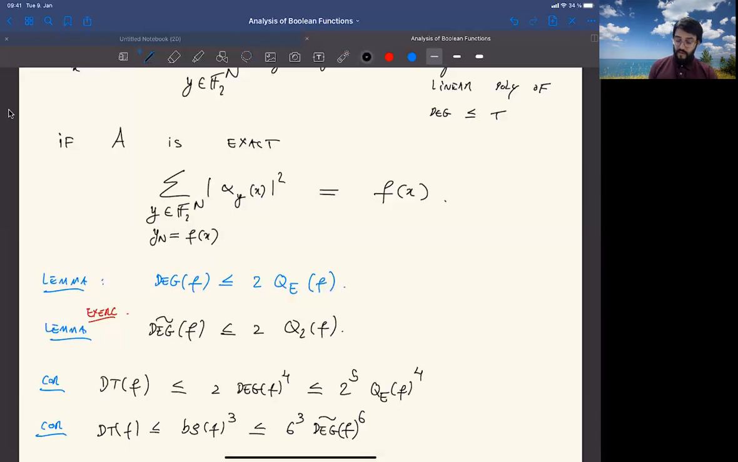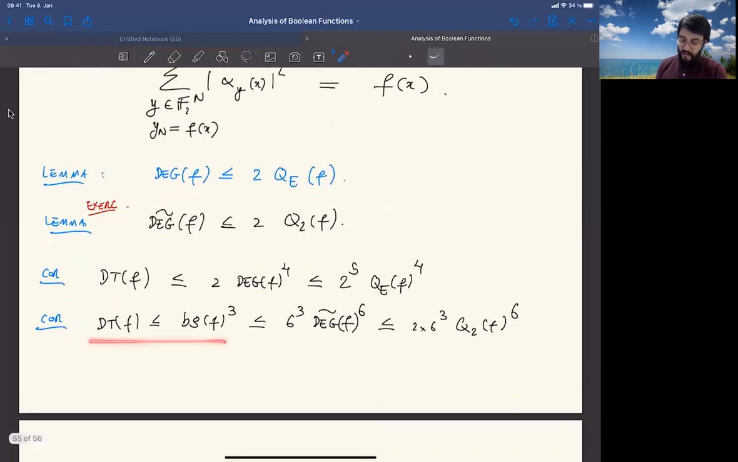But the degree tilde of f is less or equal than 2 times q2 of f to the power 6. So there we go. These are the two inequalities. So this we showed in the previous class, and this was the reading exercise in the beginning of this class. And this is this other exercise, which is also simple to do. Okay, so you have these two inequalities.